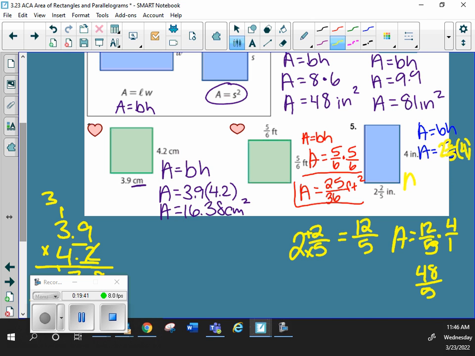Can I simplify that one? In a way I can, in a way I can't. I can turn it into a mixed number. How many times can I take 5 out of 48? 9 times, and then I would have 3/5 left over. So my final answer, my area, is equal to 9 3/5 inches squared.